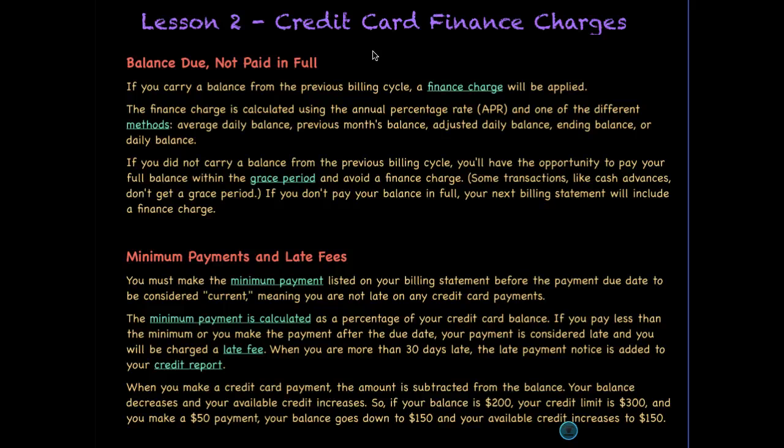When you make a credit card payment, the amount is subtracted from your balance, so your balance decreases and your available credit increases. So the amount that you can continue to borrow goes up. For example, if your balance is $200, your credit limit is $300, and you make a payment of $50, your balance goes down to $150 that you owe, and your available credit would then increase to $150.